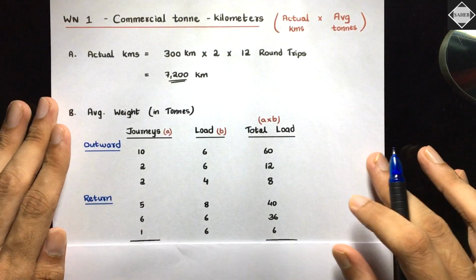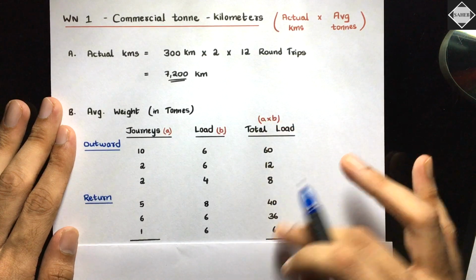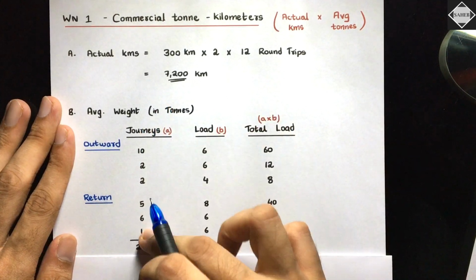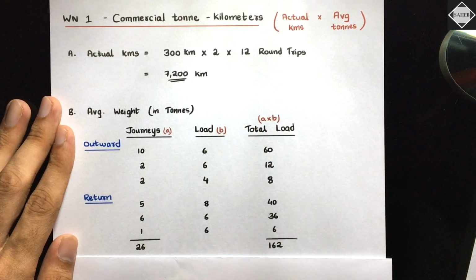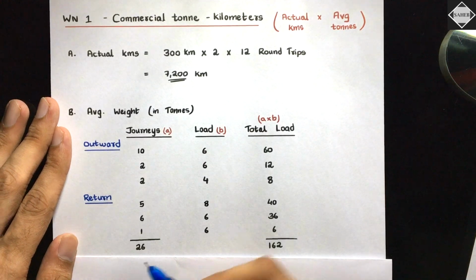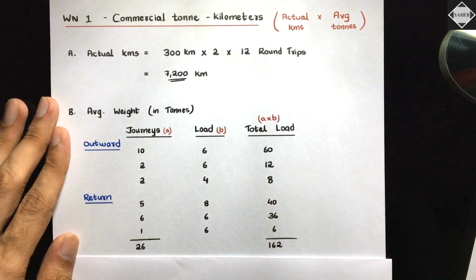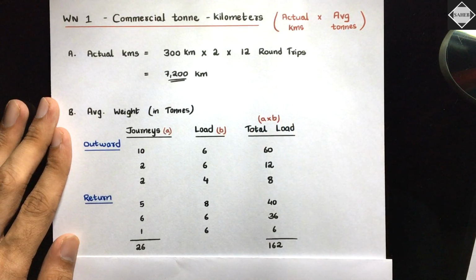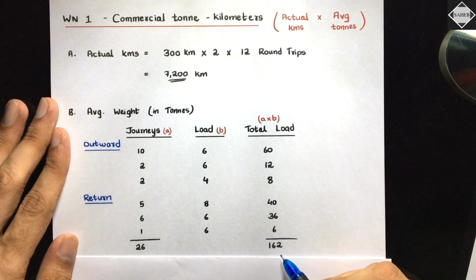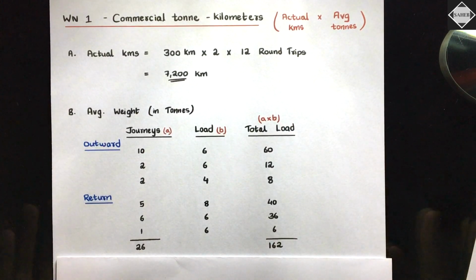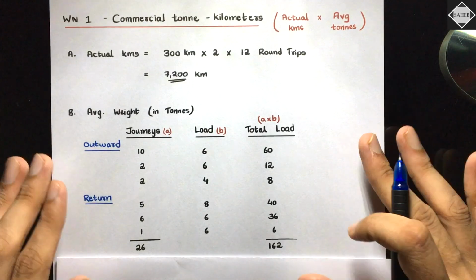It's really simple now. To take an average, you will just make a sum of this total load and total journeys. Yeah, how many journeys are there? 26 number of journeys are there. 10 plus 2 plus 2 plus 5 plus 6 plus 1, that's 26 number of journeys, and the total load is how much? 162 tons. Yeah, in the month of January, this is what has happened. The breakdown was given, easily you did this.